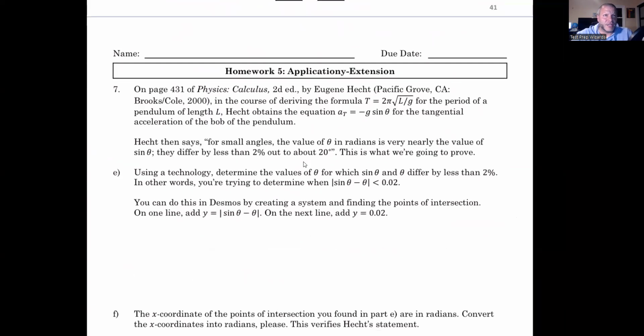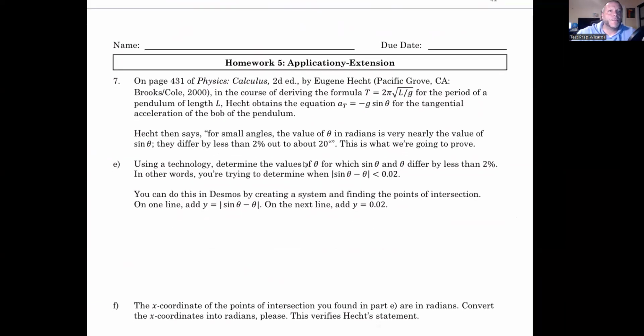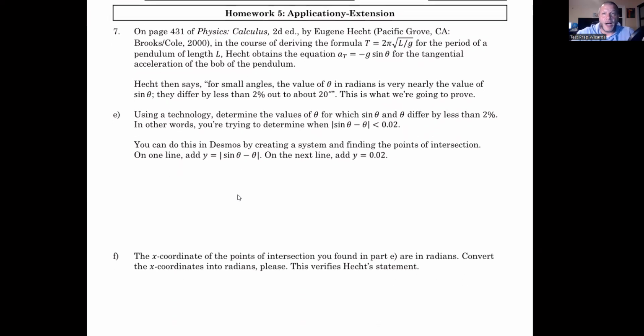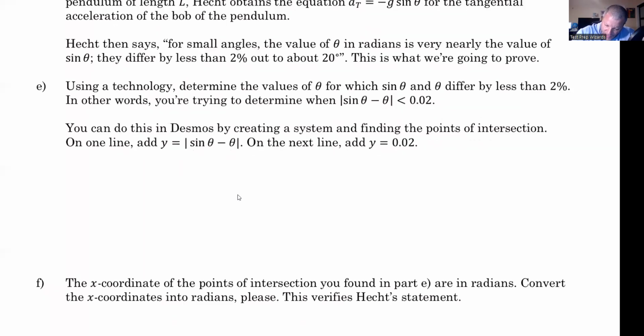So now let's go on to 7a. In here, let's actually prove the statement, right? So if we look at what we're trying to find, the sine of theta and theta, the difference between these two things is less than 2%. So instead of writing 2%, let's write 2% as 0.02, just turn your 2% into a decimal.